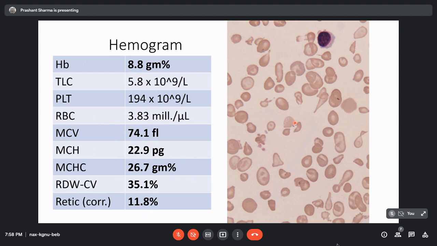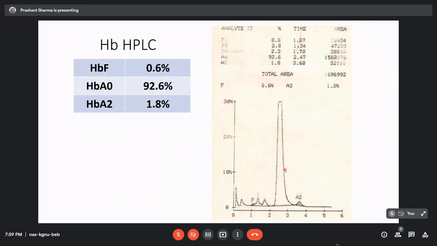Very striking anisopoikilocytosis, microcytosis, hypochromia, these sort of misshapen RBCs, extremely hypochromic cells, NRBCs, and teardrop cells as well. So now the blood film is looking like thalassemia major or intermedia, but the retic count is going against it. Because of that, when he came to us, we repeated the HPLC. So this was the HPLC.